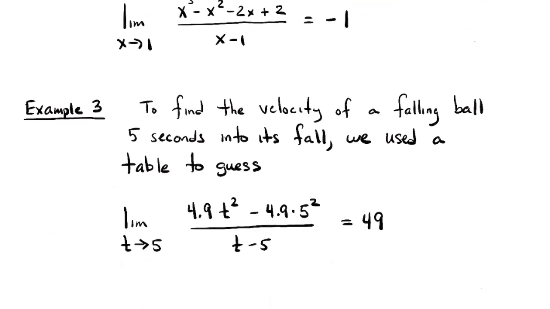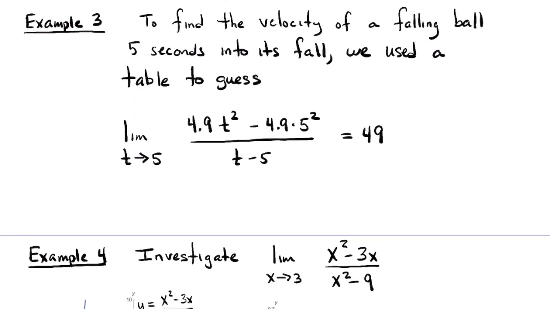So we took the limit of this average velocity as t approaches 5. And if you remember from the video, that limit was equal to 49. There were units on it here. I'm just going to leave it there, but it was 49 meters per second. Okay, so the velocity problem, we were really just computing a limit.